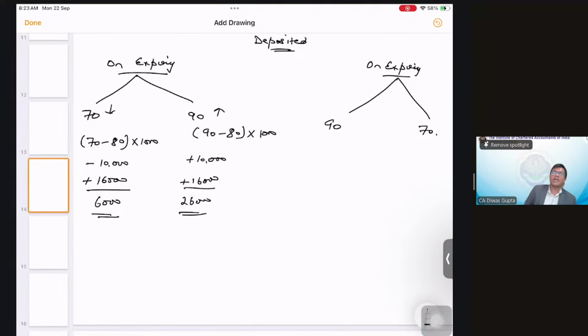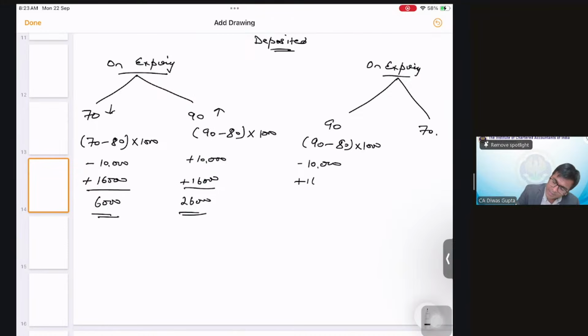Now, tell me, students, if the prices have gone up after we have done the short position, then whether there will be a gain or a loss. There is a loss. Very good. All of you are correct. So there will be a loss because I have sold something at 80 rupees. Now today the market price has gone up to 90 rupees. So that means I have sold it cheaper. There is a loss.